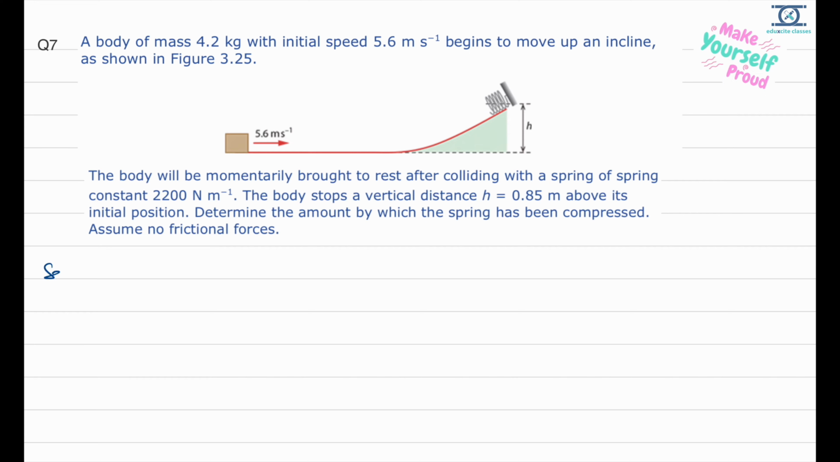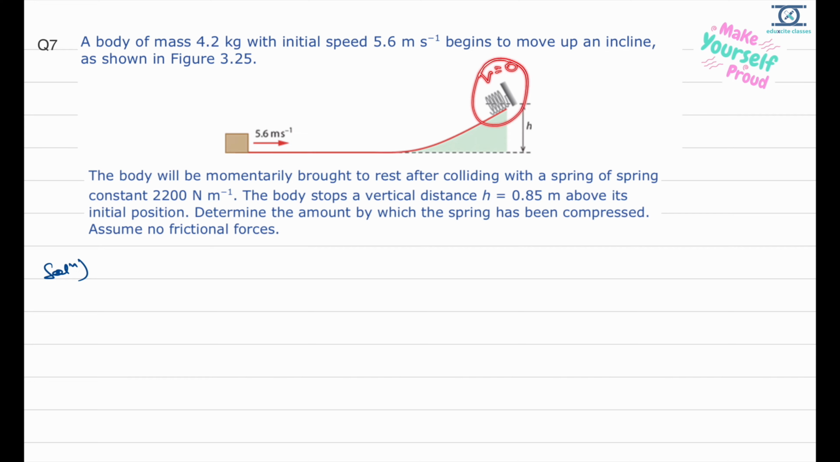Okay, now if you look at this question, the box is initially having a speed of 5.6 and there is no loss of energy, no frictional forces are given in the question. So the initial energy will be only and only kinetic energy as it is at the ground level. Now it slides up and compresses the spring, and it is asking about maximum compression. At that point the velocity will be 0.